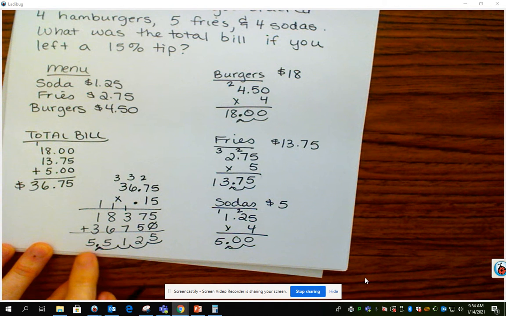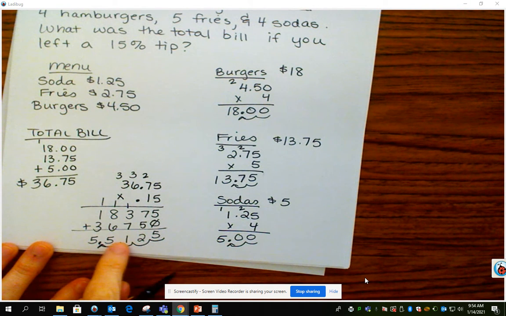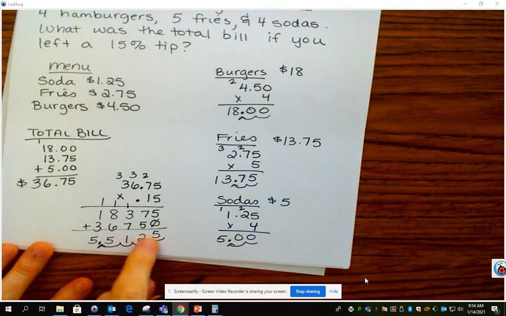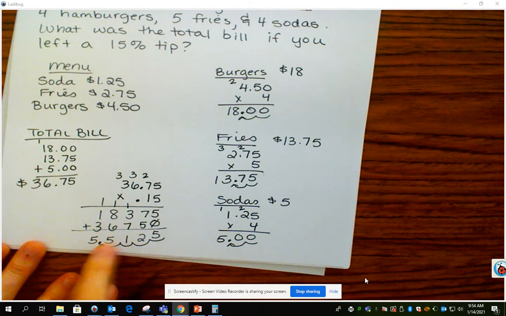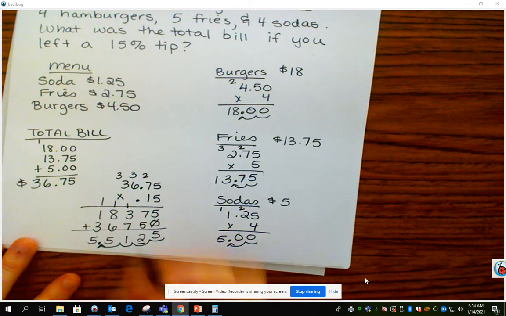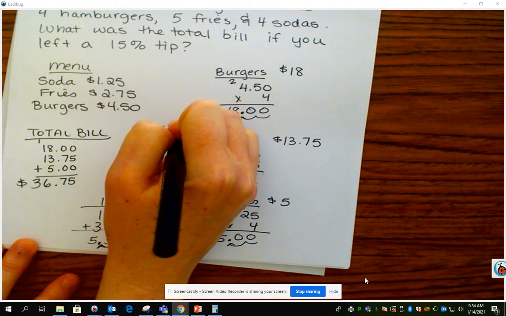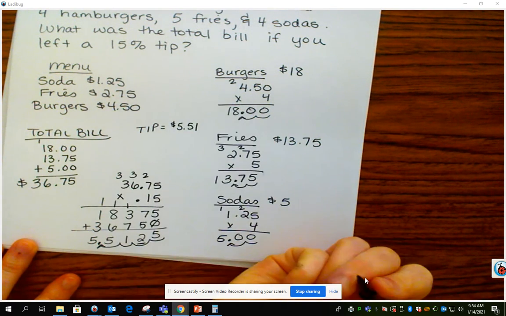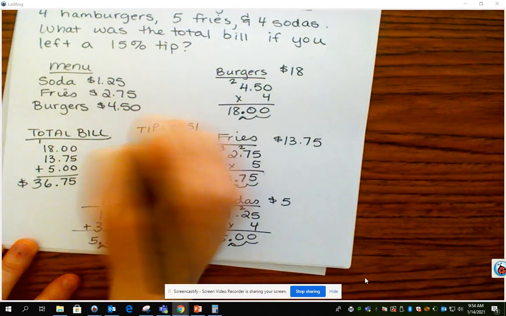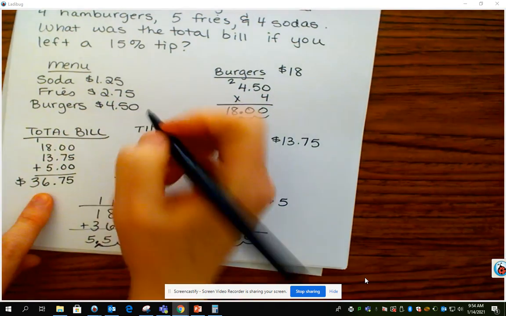Okay, so I'm going to have 5.5125, but I can't pay that as a tip. I can't leave less than a penny, so I need to round. Notice this is a 2, so I do not need to round up. So my tip is going to equal $5.51.